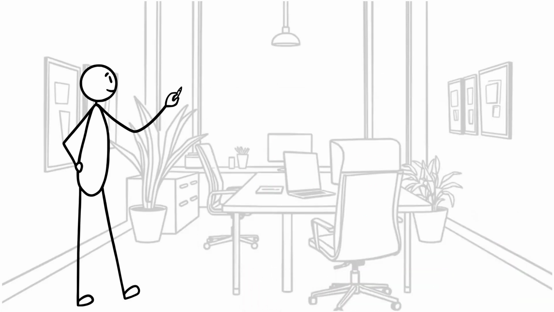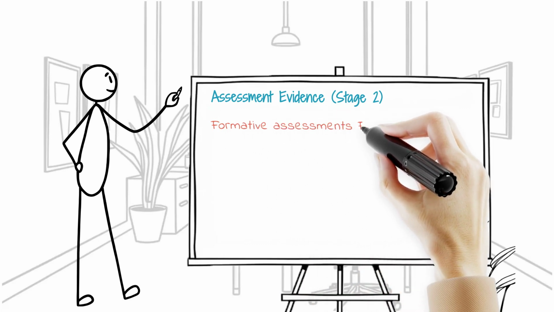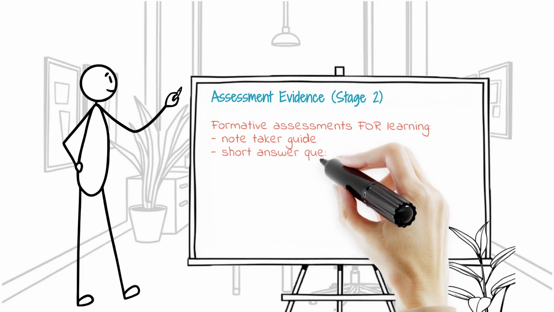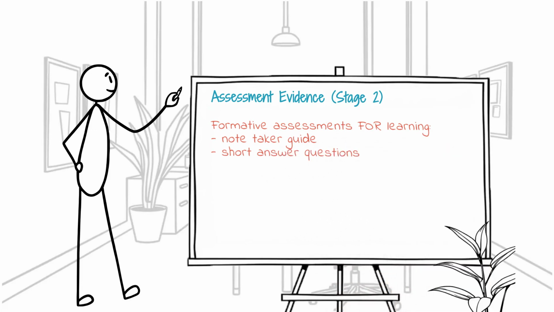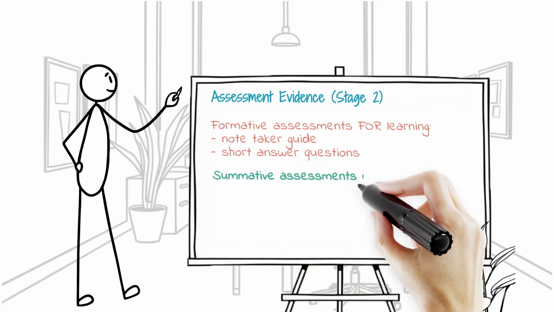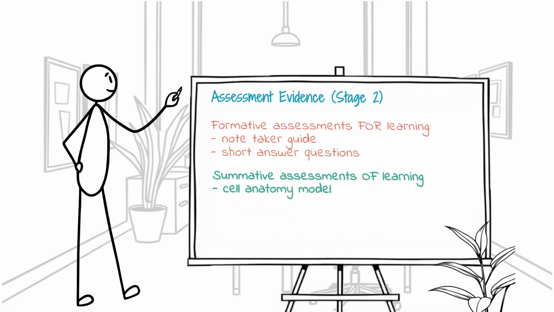To measure the achievement of desired outcomes, this unit includes a number of formative tasks for students to track their progress. For example, students may complete a note-taker guide and submit short answer questions about cell organelles to their teacher for feedback. Then a summative task, like submitting a cell anatomy model, is assigned for students to demonstrate their proficiency against the full standard. Along the way, the teacher gives feedback to students to help coach them to improve.